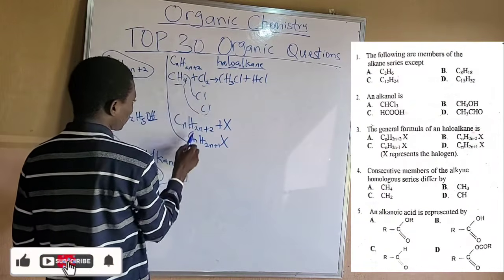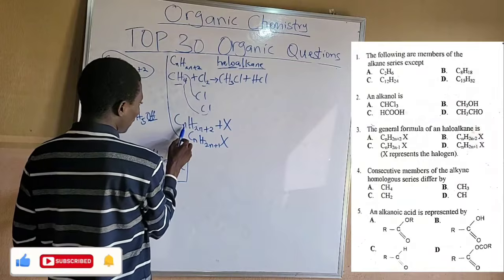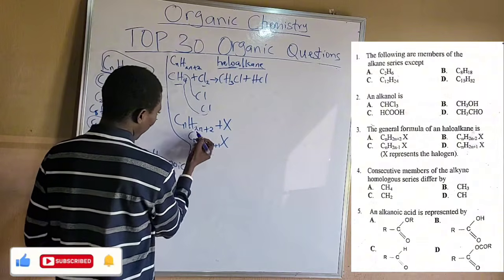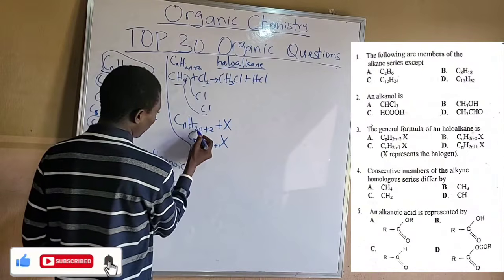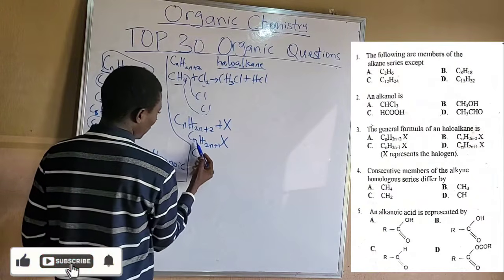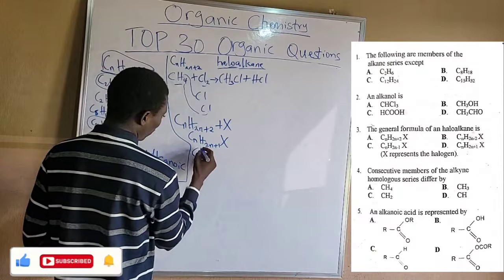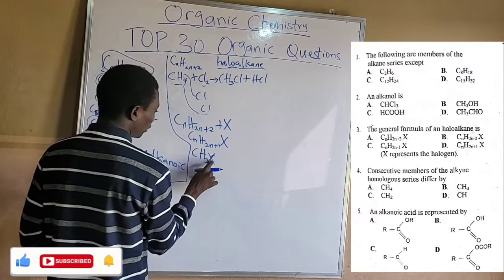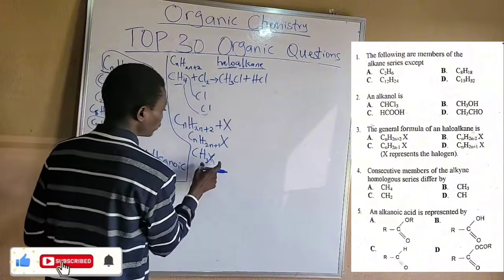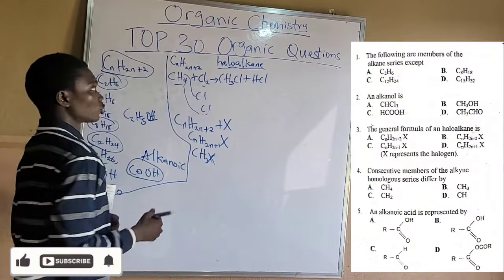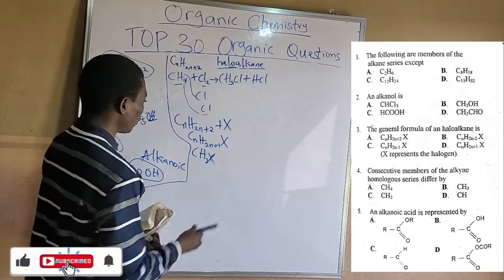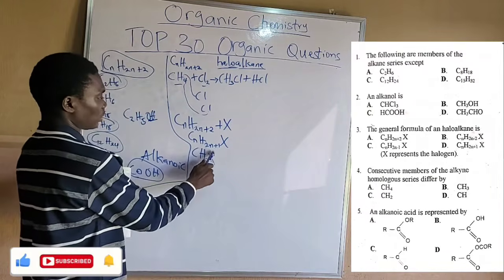Suppose that you now use n is equal to 1, this will now be what? C, 1 times 2 will be 2, plus 1, that will be 3. That is CH3X. And your X here represents what? Your chlorine. You can see it represents your chlorine. So that is the formula for alkane. Please take note of that.